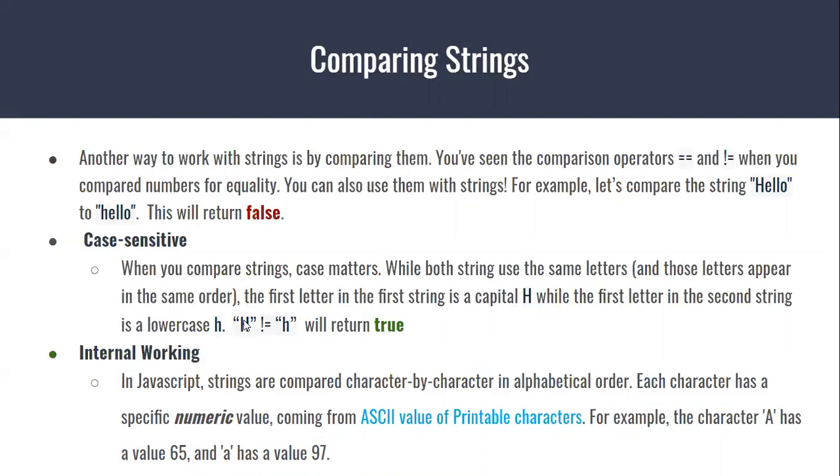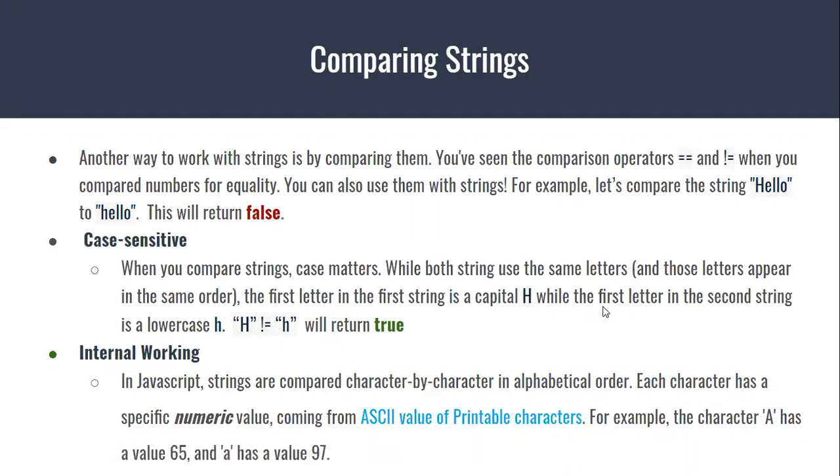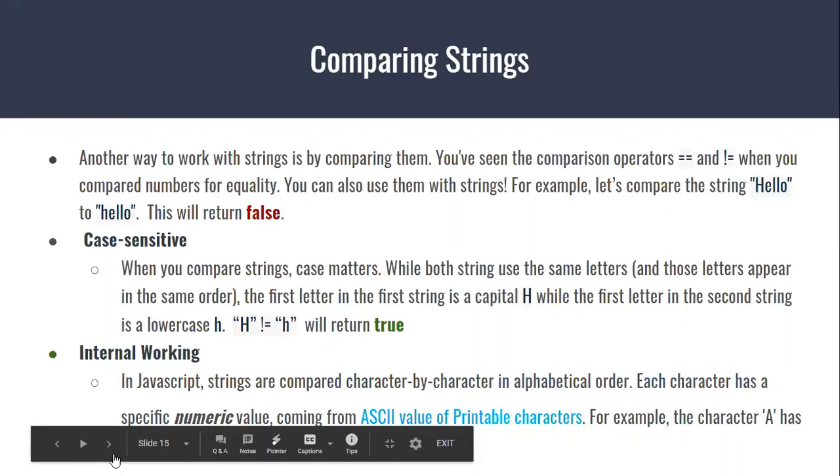So internal workings: in JavaScript, strings are compared character by character in alphabetical order. Each character has a specific numerical value coming from the ASCII value of printable characters. So for example, A has a value of 65 and lowercase a has a value of 97. So that's how it can determine the difference between the strings.